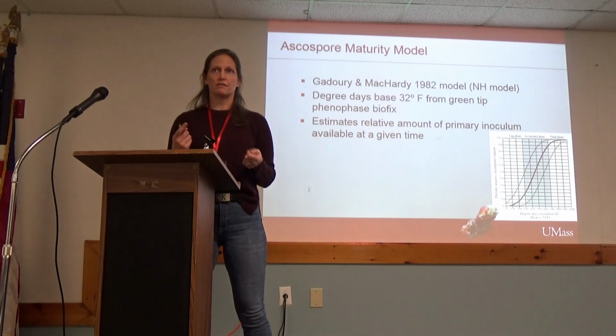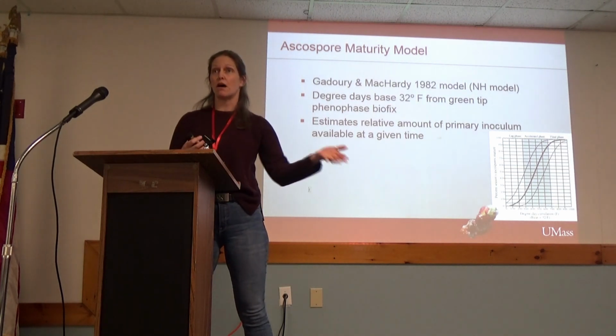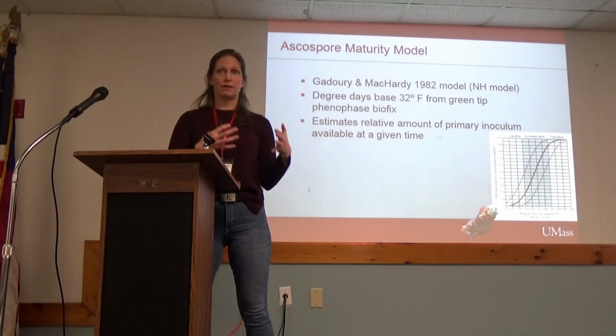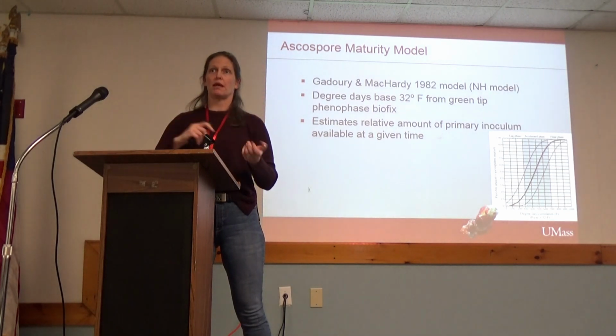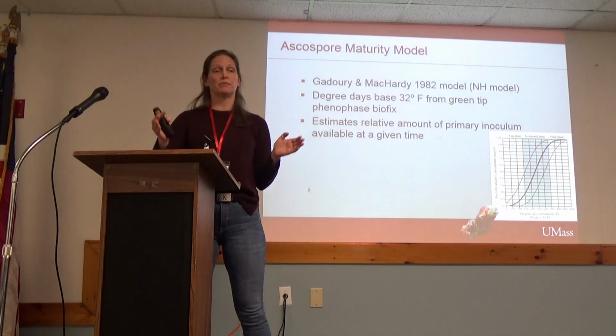The next part of this, the second model that goes into this, is the ascospore maturity model. Because remember, Mills said you had to have inoculum in the first place. So this one tells us when that inoculum becomes available, when the bulk of the inoculum is going to be present, and the final end of it. So that's the beginning and the end of our season for infection.